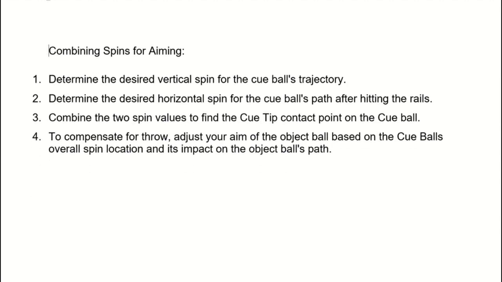Combining spins for aiming. Determine the desired vertical spin for the cue ball's trajectory. Then determine the desired horizontal spin for the cue ball's path after hitting the rails. Combine the two spin values to find the cue tip contact point on the cue ball. To compensate for throw, adjust your aim of the object ball based on the cue ball's overall spin location and its impact on the object ball's path.